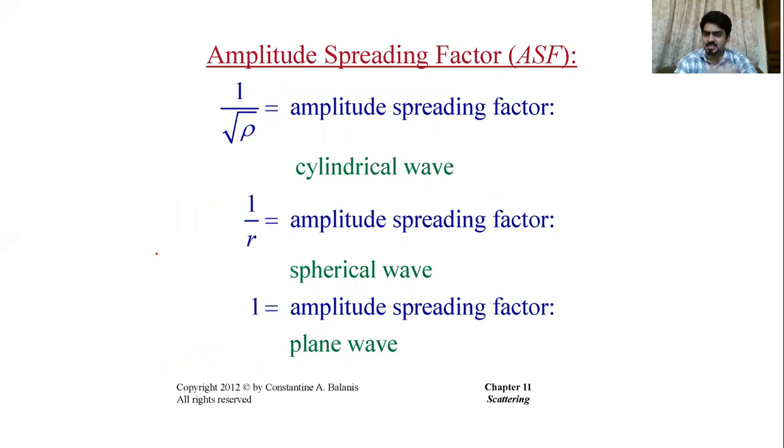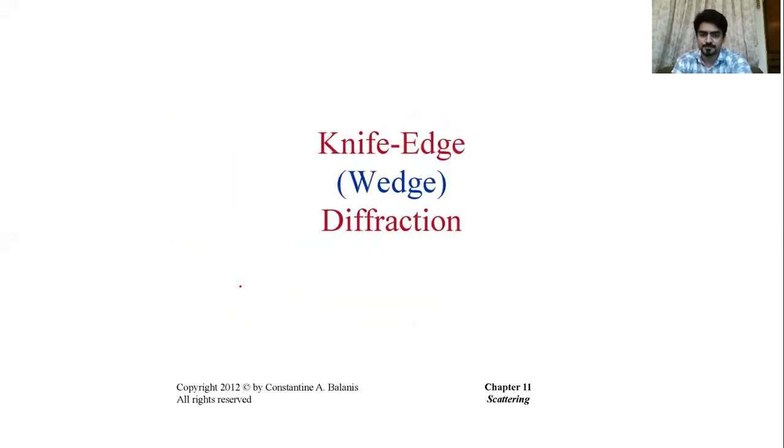Again, as I mentioned, if you have a cylindrical wave, your spreading factor would be something like 1 over square root of rho. If you have a spherical wave, it will be something like 1 over r. And if you have a plane wave, then it would be 1. So for plane wave, it will be 1. And that's why, again, I mentioned that even for the reflection coefficient, when we defined a Fresnel reflection coefficient, we did not explicitly have any kind of amplitude spreading factor, because it was a plane wave case.